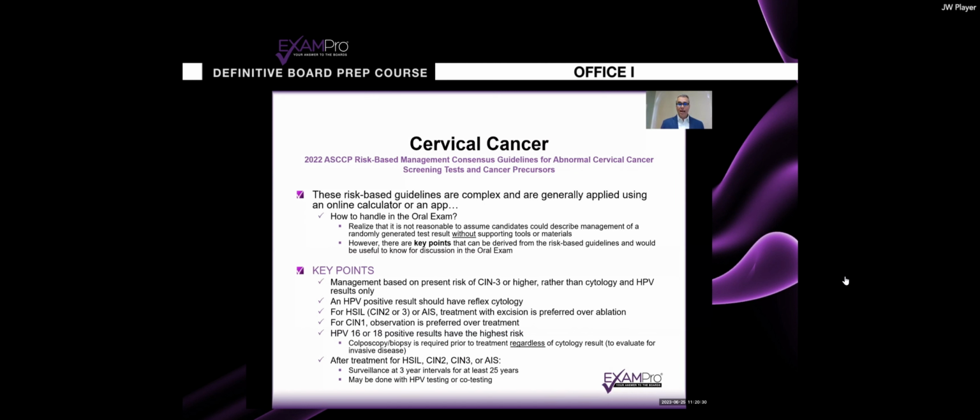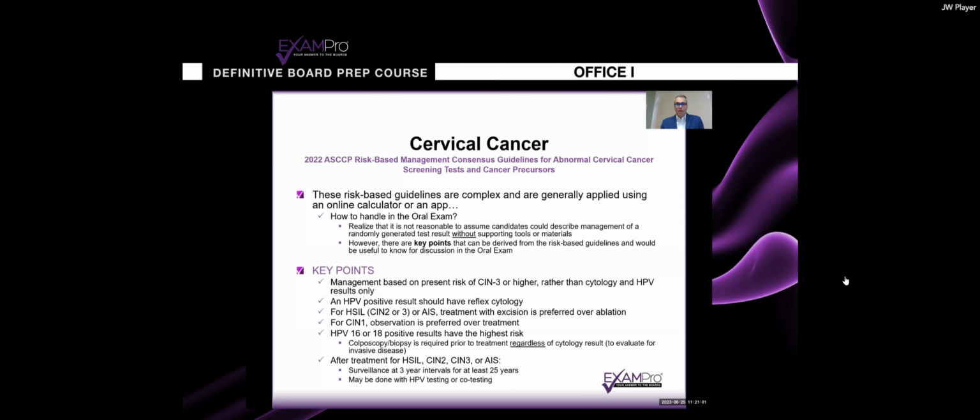Next point, any HPV positive result, if it did not have cytology with it, should have reflex cytology. So if you're doing HPV alone and get an abnormal result, you should have reflex cytology. For HSIL, CIN2 or 3 or AIS, treatment with excision is generally preferred over ablation. For CIN1, observation is preferred over treatment. HPV 16 or 18 positive results have the highest risk. I would expect you to know that.